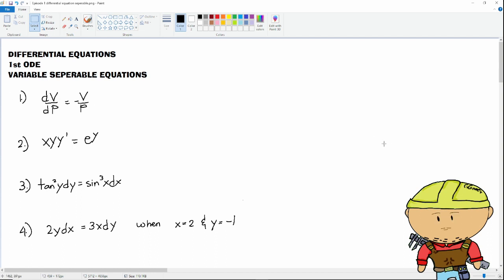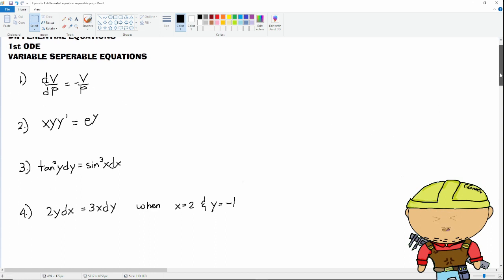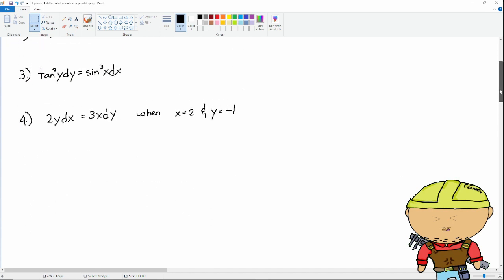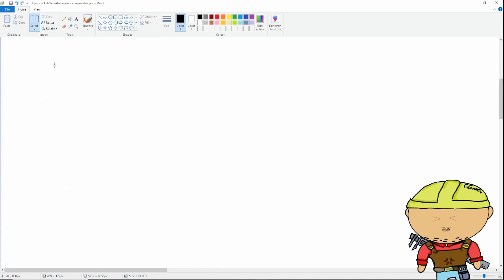Let's start. For our first example, a very easy one: dv over dp is equal to negative v over p. On our first example, we have two variables, v as the dependent variable and p as the independent variable.